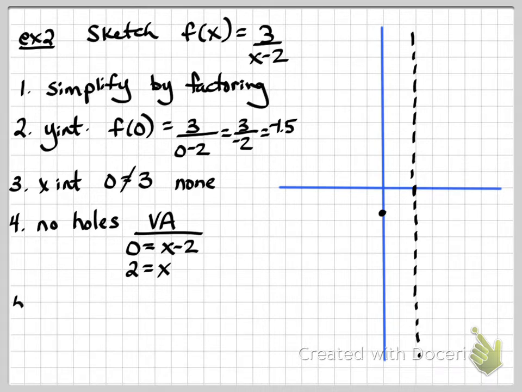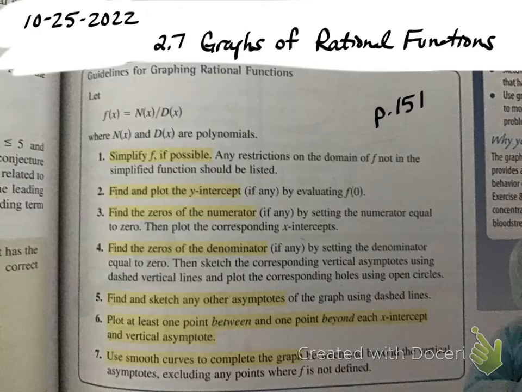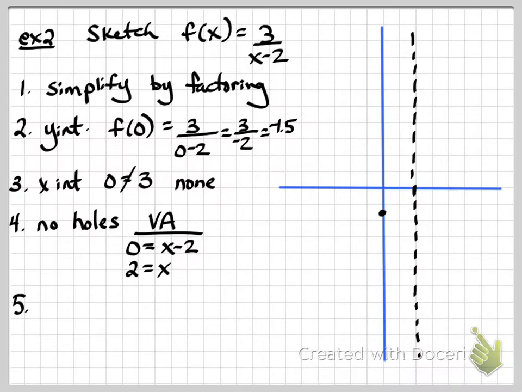Step 5 says find and sketch any other asymptotes of the graph using dashed lines. Right now to us, this is just horizontal asymptotes. You can look back at your notes, or you can look at the chart on page 144 to remind you of the rules for horizontal asymptotes.